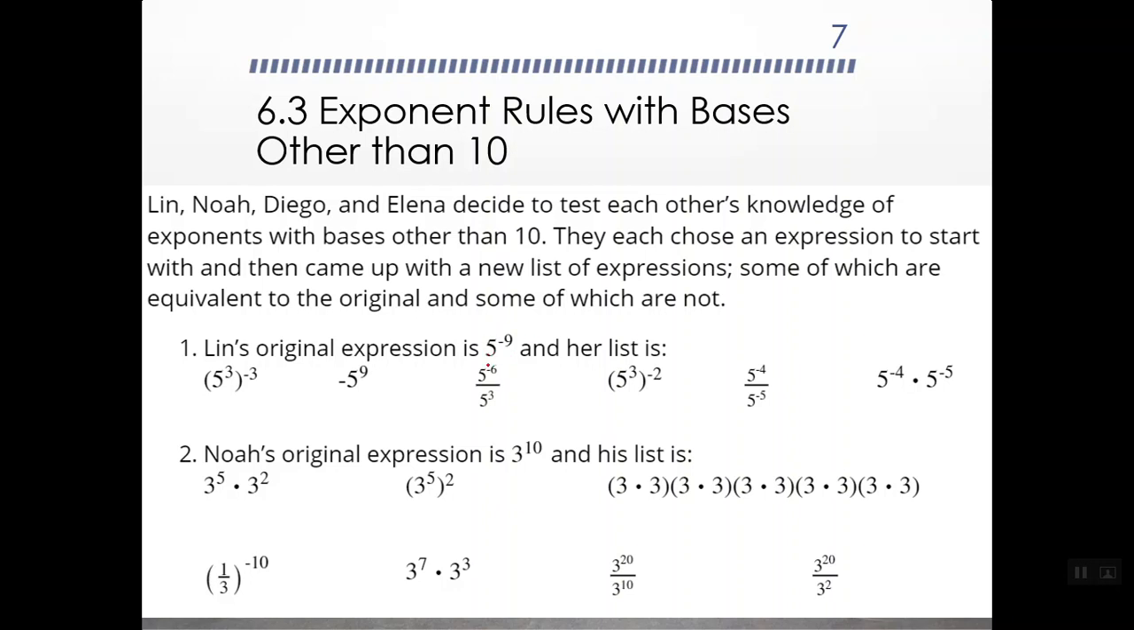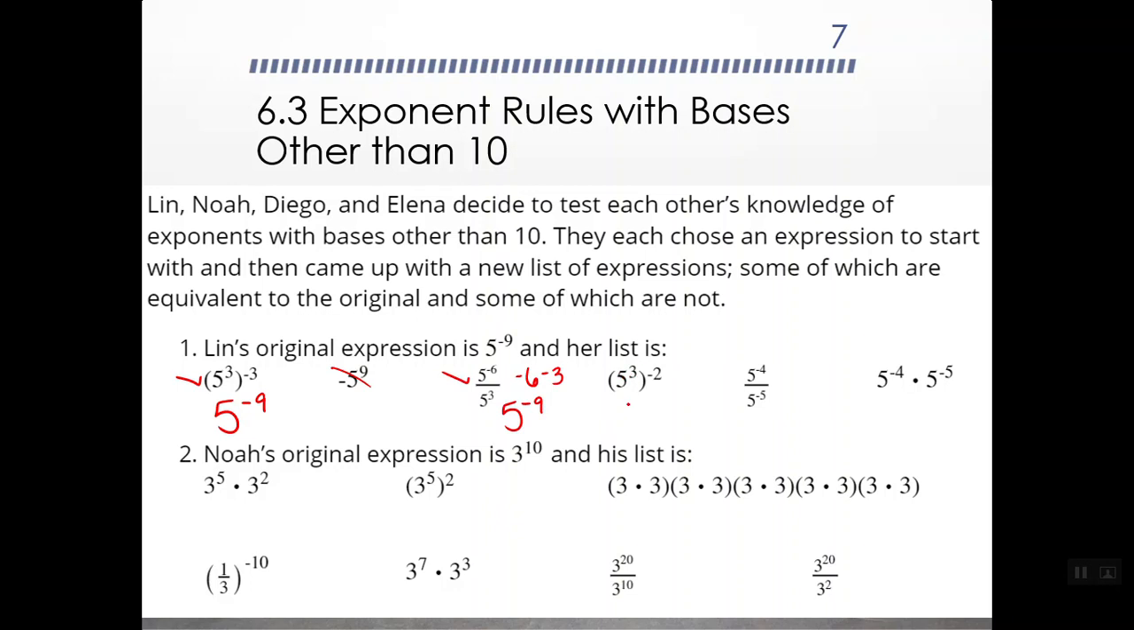So Lynn's original expression is 5 to the negative 9th. Remember, when we have a power raised to a power, we multiply. This one is true. Having a negative exponent is not the same as having the negative out in front, so this is not the same. When we divide, we are subtracting. Negative 6 minus 3 is negative 9, so this does give 5 to the negative 9th. That one works.